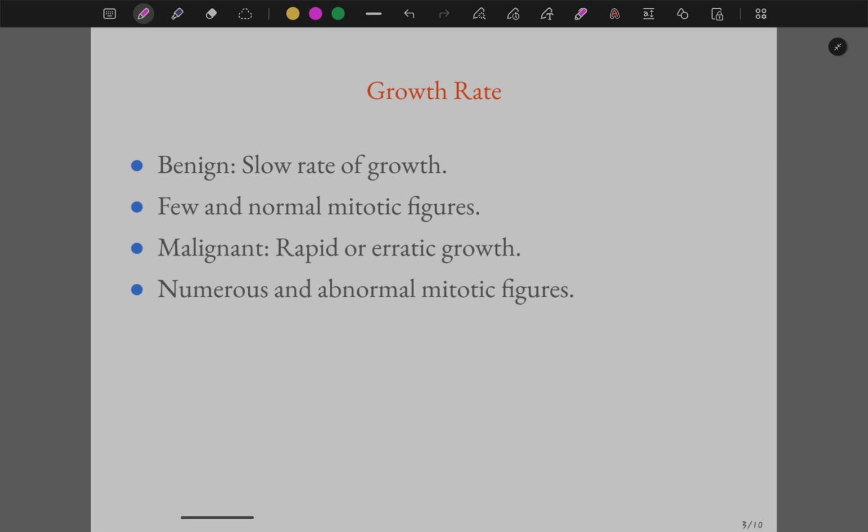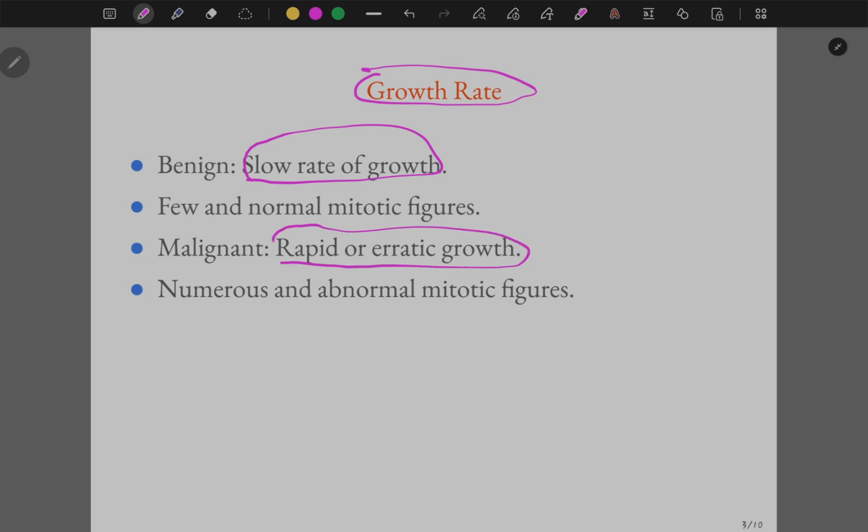So first let's compare the growth rate of benign and malignant tumors. Benign tumors grow at a slow rate, and malignant tumors grow at a rapid and erratic rate. Due to slow growth, benign tumors have only very few or a normal amount of mitotic figures. What are mitotic figures? These are the mitotic spindles formed during cell division.